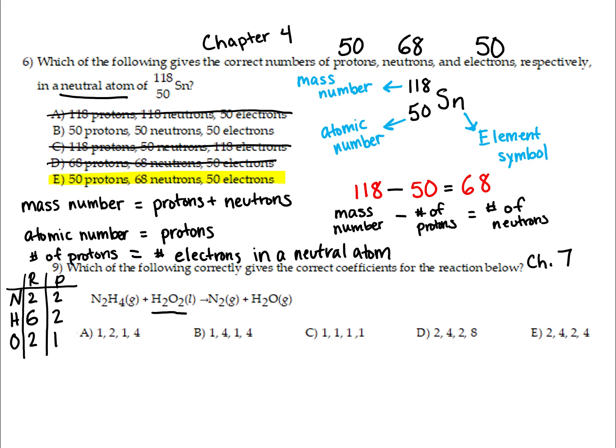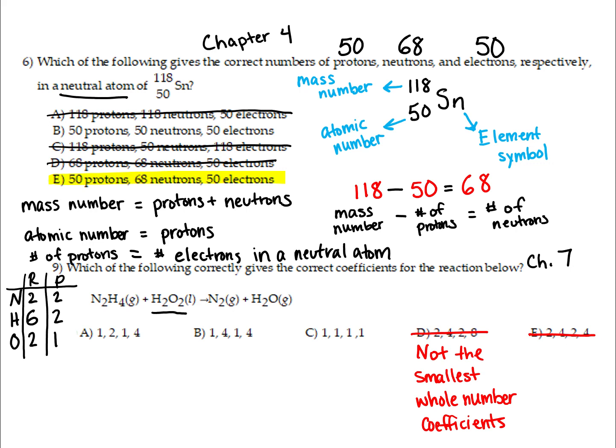But in this question, what I would recommend is going through the options that you're given. You can rule out some of the options, and here's why. It can't be D because D doesn't have the smallest whole number ratios. 2, 4, 2, and 8, you can reduce those down. Same thing for E. 2, 4, 2, 4, you can reduce that down. So that's not a final answer. So it's got to be A, B, or C.